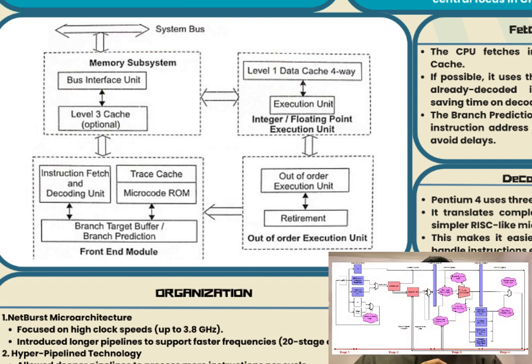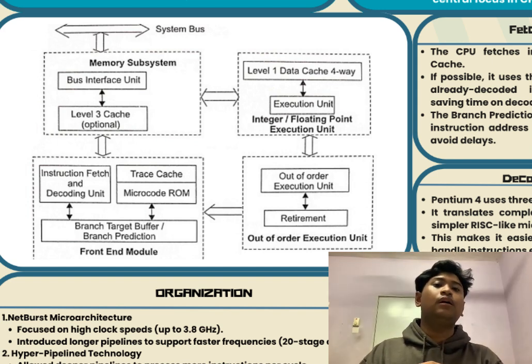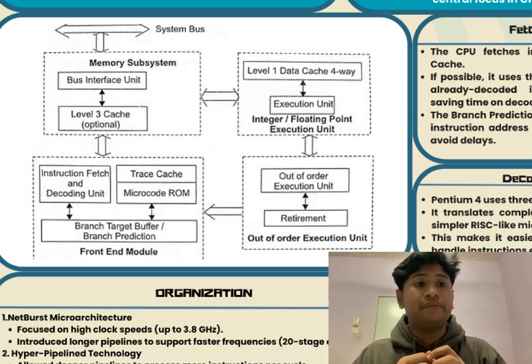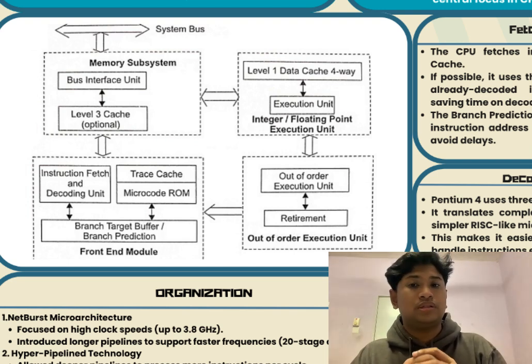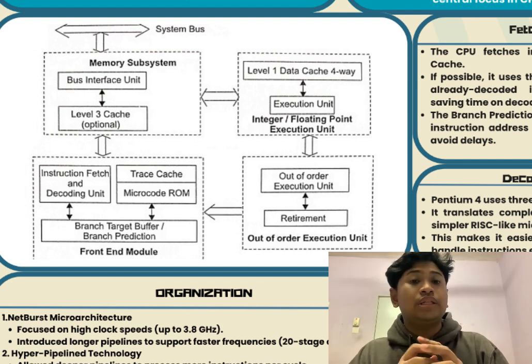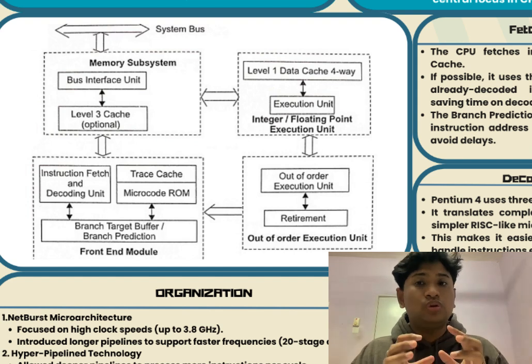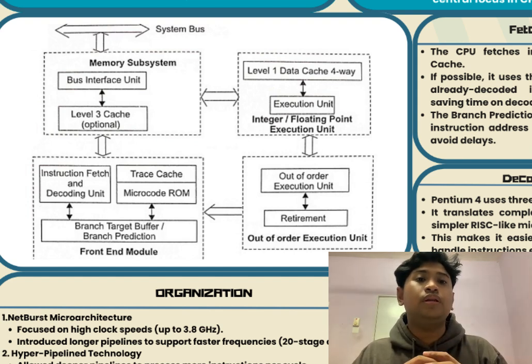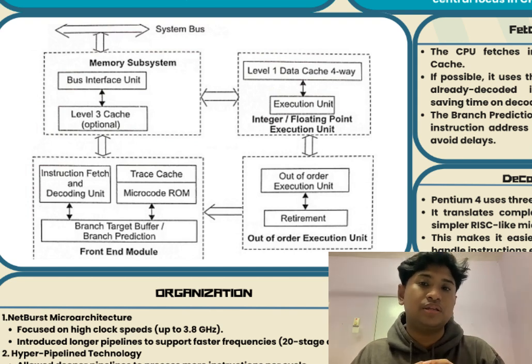The retirement process ensures that instructions were executed correctly, that no errors were left behind, and that system resources are freed up for the next instructions. Without the retire stage, the CPU could lose track of what's been completed, which would be dangerous in mission-critical systems.